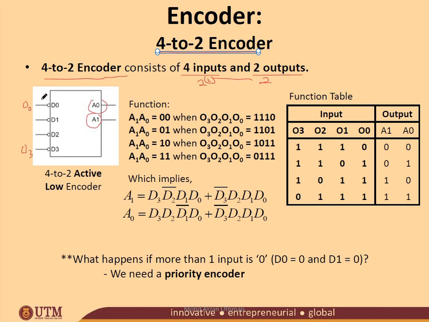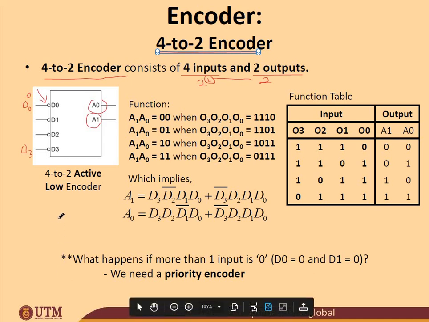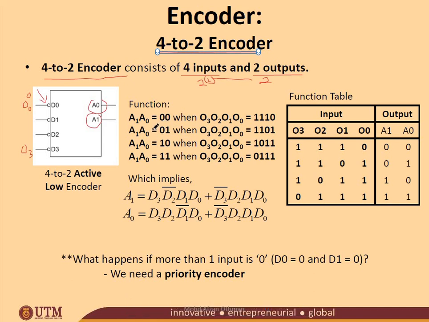If you can see, this one is an active low input, meaning it is active only if you give it an input of 0, because this one is the inverted input. So let's say the function is for A1 and A0 to output 0.